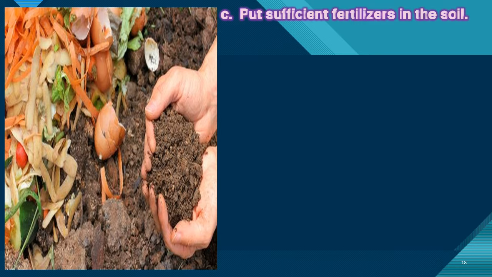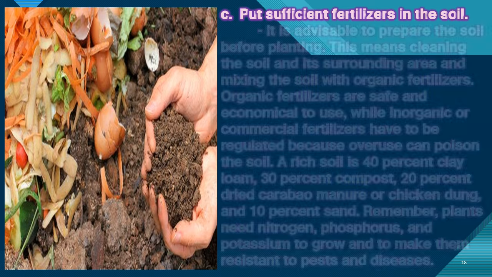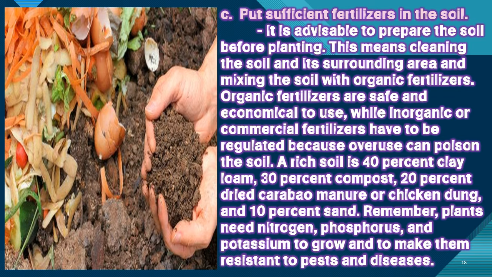C. Put sufficient fertilizers in the soil. It is advisable to prepare the soil before planting. This means cleaning the soil and its surrounding area and mixing the soil with organic fertilizers. Organic fertilizers are safe and economical to use, while inorganic or commercial fertilizers have to be regulated because overuse can poison the soil. A rich soil is 40% clay loam, 30% compost, 20% dried carabao manure or chicken dung, and 10% sand. Remember, plants need nitrogen, phosphorus, and potassium to grow and to make them resistant to pests and diseases.